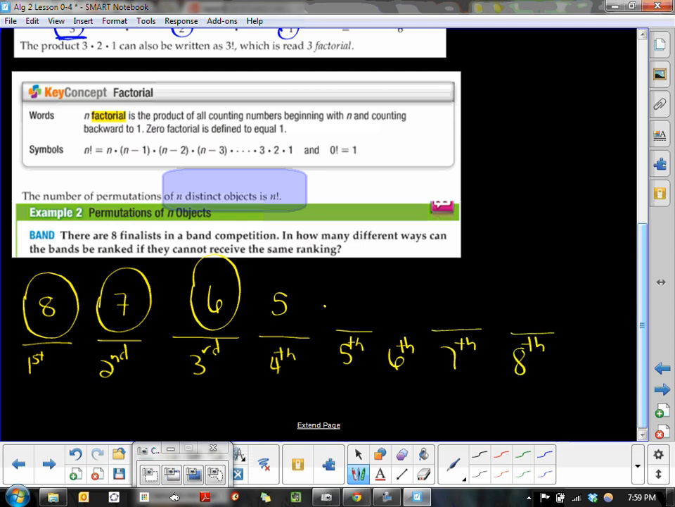And what we're doing is counting backwards, just as the factorial notation says. There's now only 4 ways to award 5th place, 3 ways to award 6th, and only 2 ways to award 7th. Once you've awarded 7th place, there's only 1 band left to get ranked in the 8th position. So this is how you calculate how many arrangements of n objects, 8 bands and 8 finishes.